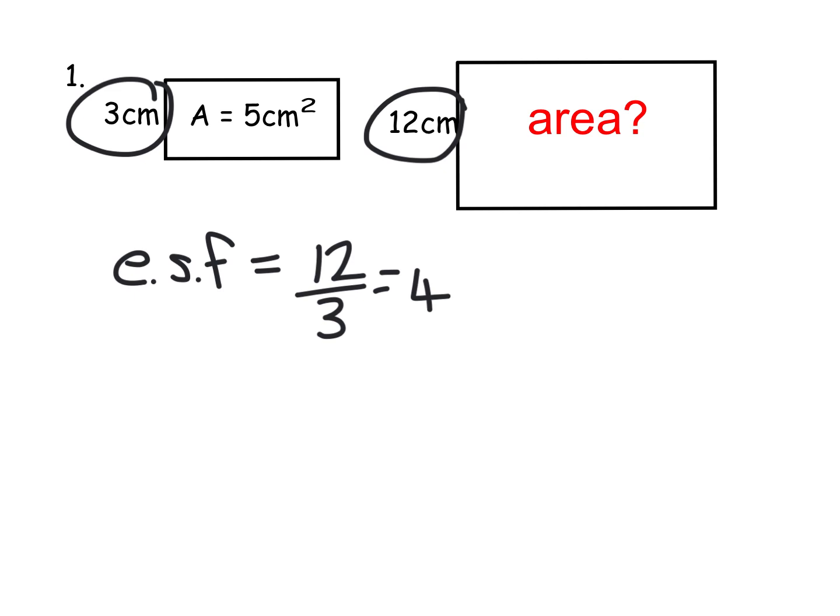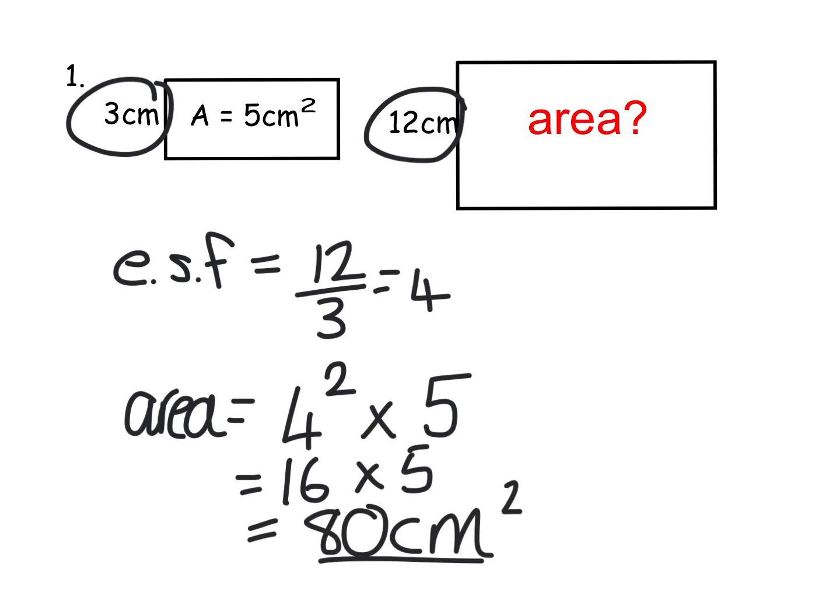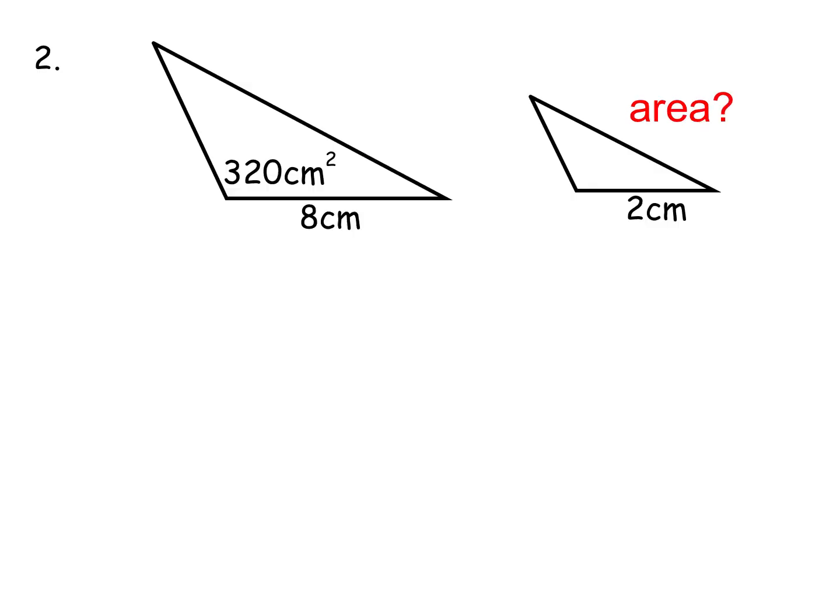Then to get the new area, so I'm going to write area equals, it's your scale factor squared times the old area, which was 5. So the sum is 16 times 5, which is 80. So the area of that larger rectangle would be 80 square centimetres. Okay, let's have a look at another one.